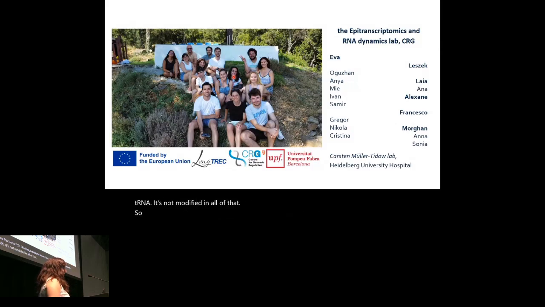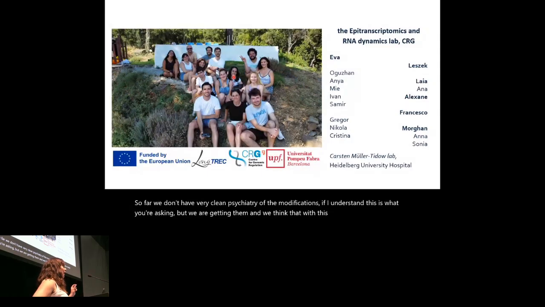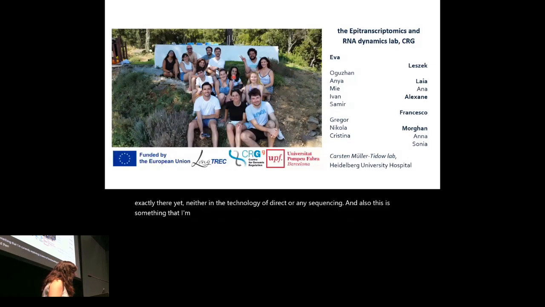So far we don't have very clean stoichiometry of the modifications, if I understand this is what you're asking, but we are getting them, and we think that with this approach we can actually find the percentage of reads that are modified or not. And then you can check if it switches between tissues or things like that. Yes, this is something that we really want to see, but we're not exactly there yet, neither in the technology of direct RNA sequencing, and also this is something that I'm currently exploring in terms of benchmarking the tool. And then do some of the sites depend on each other? Oh, yes, totally. Yes, this is true.